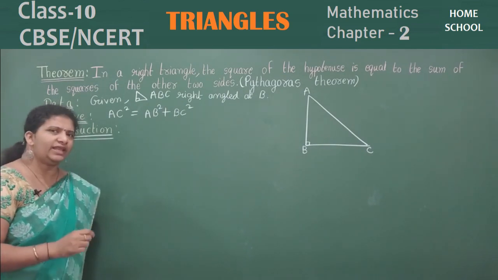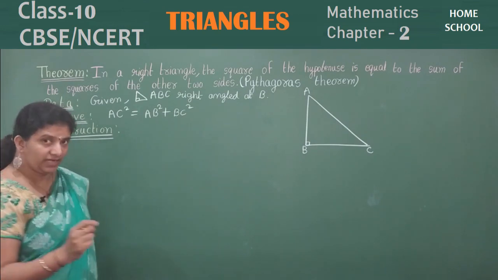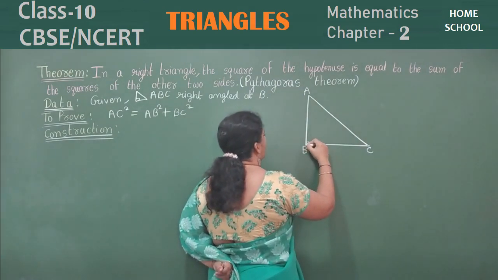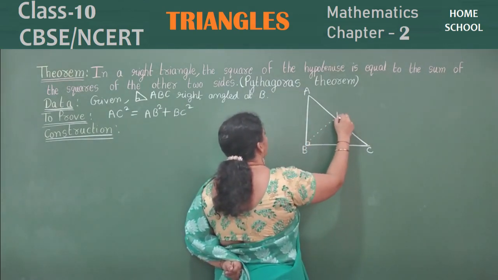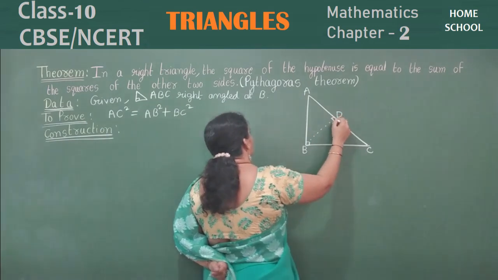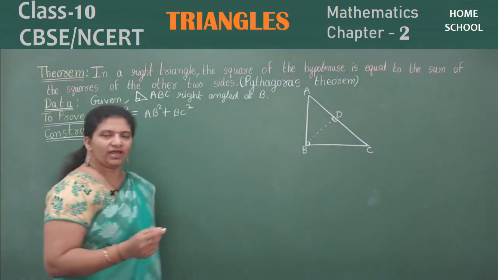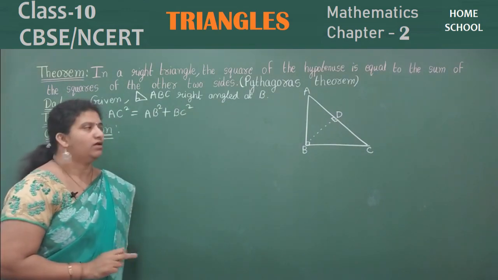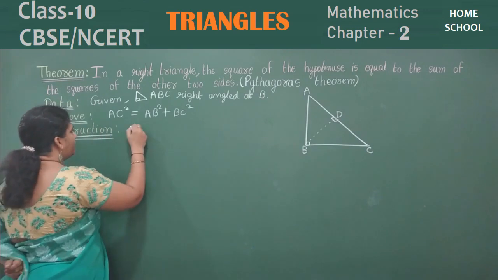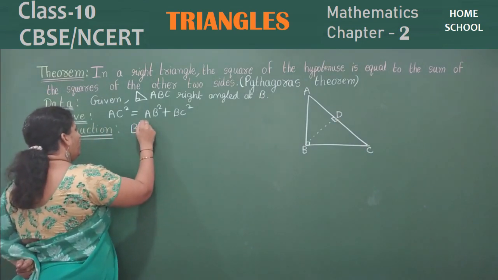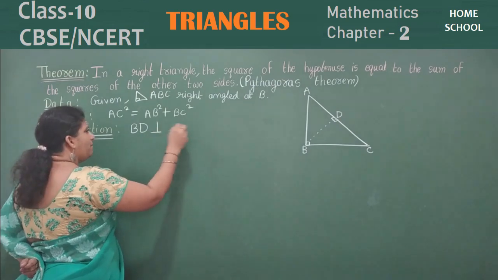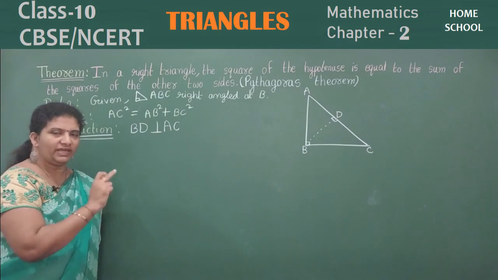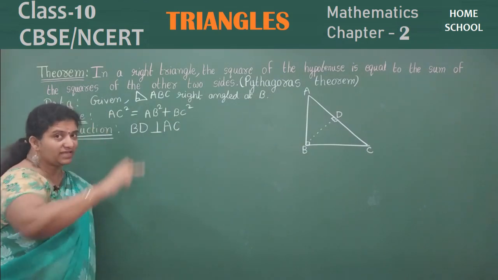Construction. Do we need any construction? Yes, we need construction. From the right angle, draw a perpendicular. Let's mark D. Similarly, what we have done before theorem, same manner, but here only two cases we do for this theorem. So, what is the construction I have done here? Draw BD perpendicular to AC.